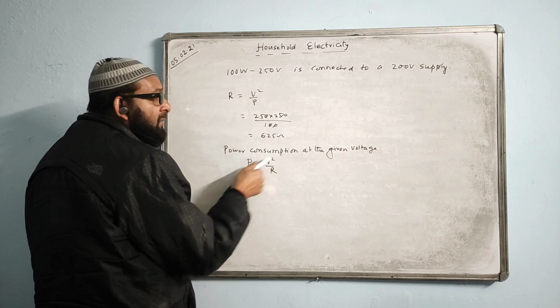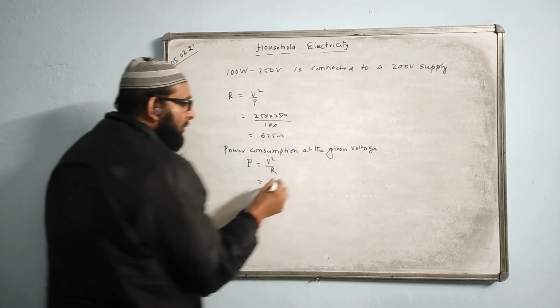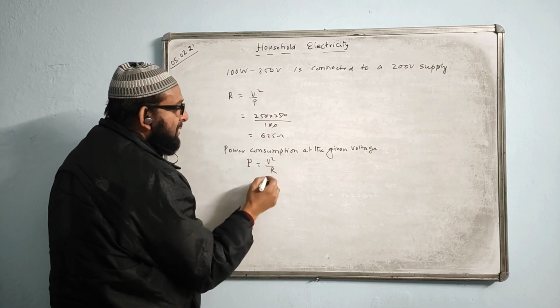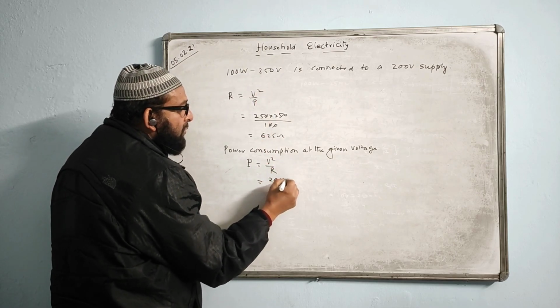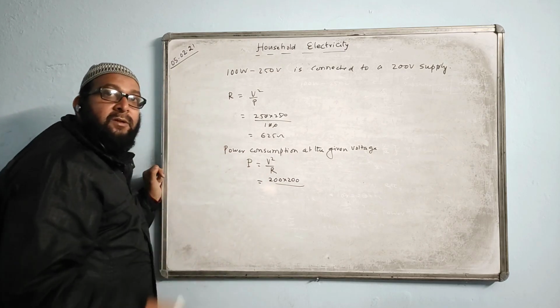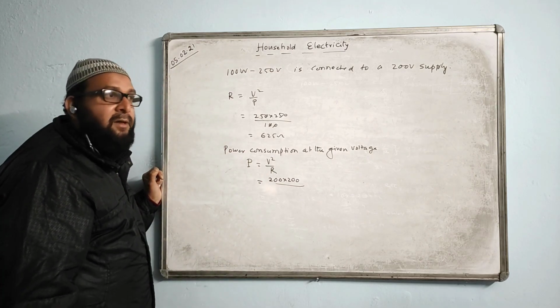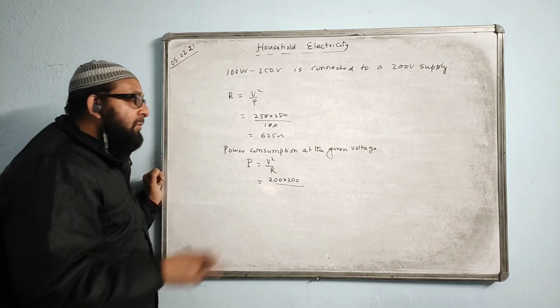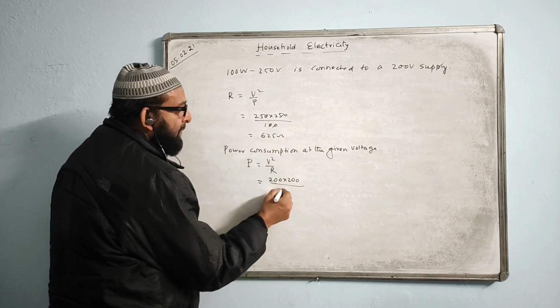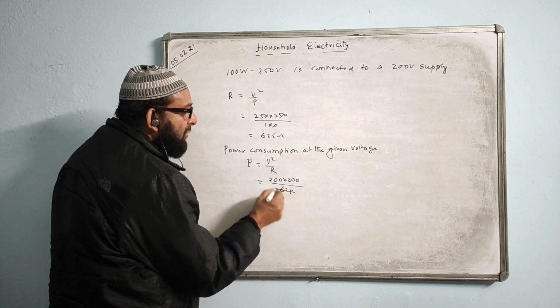But the given voltage, we will take 200 volt. We will not take 250 volt; that was used to find the resistance. So 200 into 200. Resistance will not change. Resistance of the filament of the bulb will not change. We can change the voltage, we can change the current, but it is the resistance which will not change. So here the resistance value will be the same, 625.